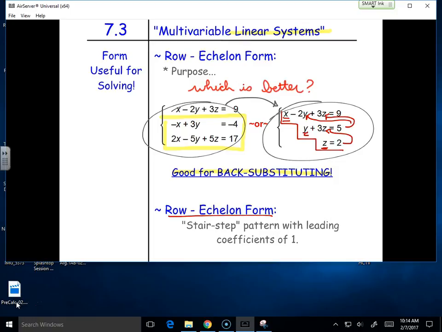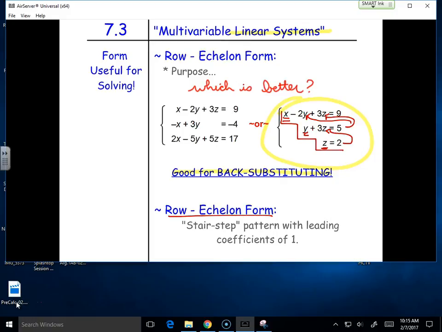Could we maybe get rid of the x's in this one too? Now we'd have to do some math to do that, right? We have to multiply the top by 2. But couldn't we get to a point where we get rid of the x's, and then we just have y's and z's, and we already have y's and z's? We're going to talk about that in just a little bit. This is called row echelon form, and as we all unanimously probably said, this one's better. But the dilemma is how you go from the yucky to the nice.